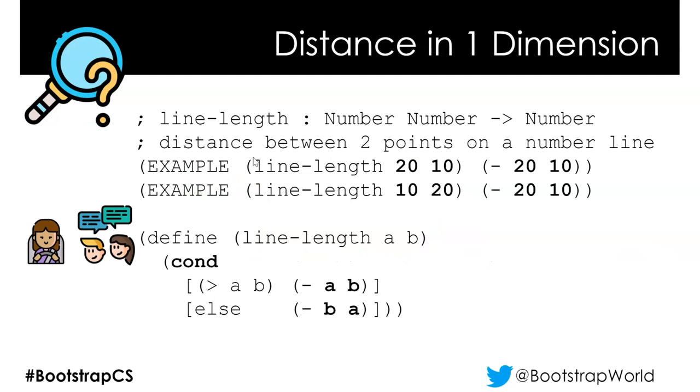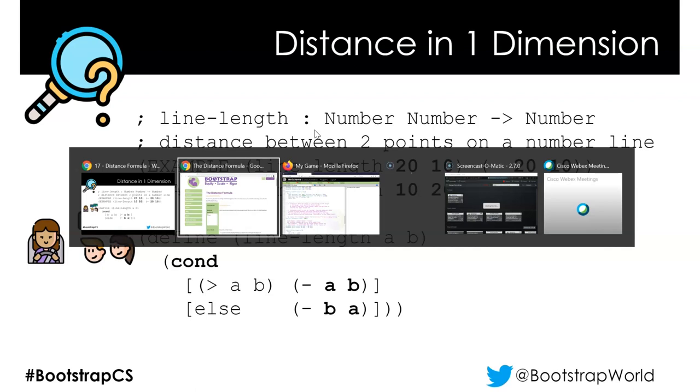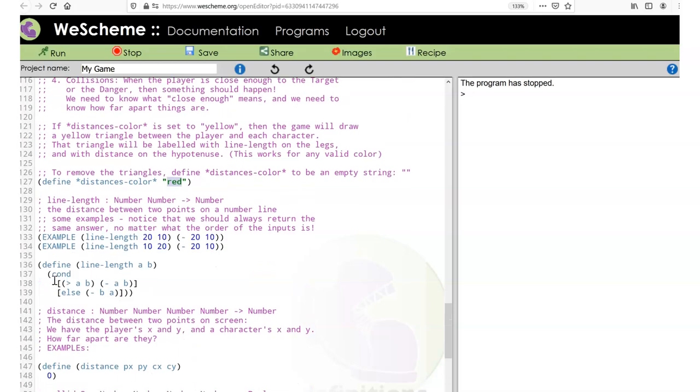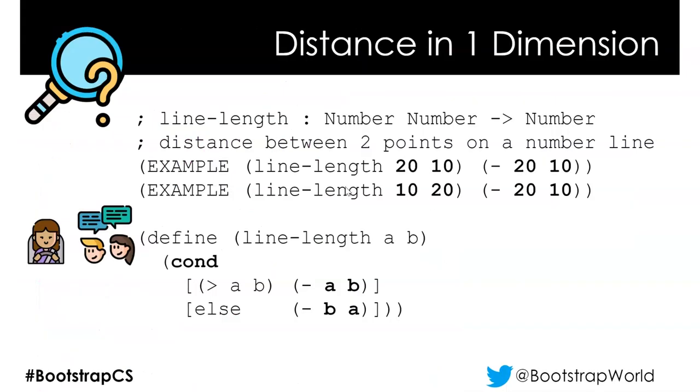Okay, so now we can look at something in our game, and you can look in your game if you want to. Here's something called line length, but we have it on this slide. I remember when I said we get the same answer for distance. So here we have two example points, 20 and 10, and we know that should be 10 apart. The whole point of this function is it doesn't matter which one goes first. 20 to 10 is 10 apart, 10 to 20 is 10 apart.